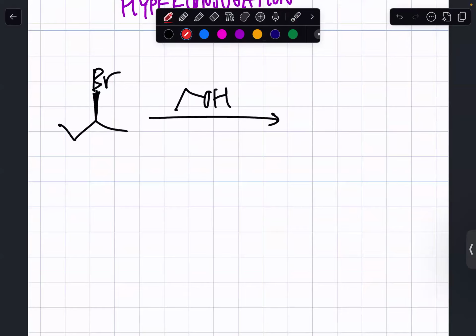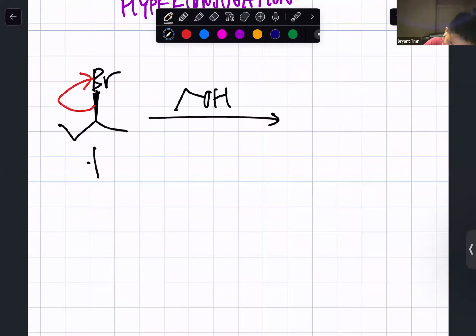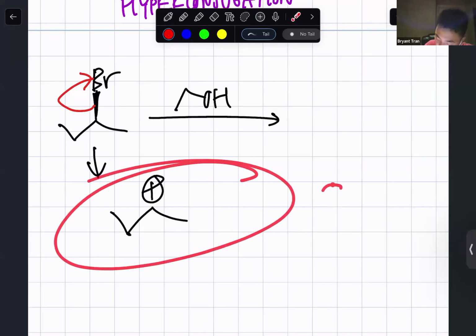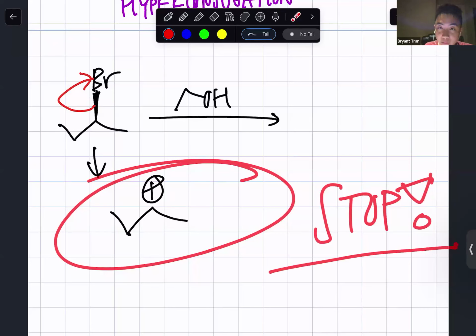Leaving group leaves. Leaving group leaves to form the carbocation intermediate, which is this right here. And I didn't give you guys this example yet, but whenever you form a carbocation intermediate, you always have to stop, because a lot of students forget about this next step. Sometimes there's a carbocation rearrangement step, right? It could be a hydride shift or a methyl shift to make the carbocation more stable. And we talked about carbocation stability: methyl carbocation, primary carbocation, secondary carbocation, tertiary carbocation.